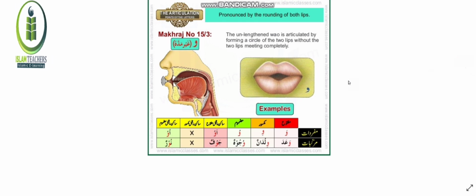Next one is the Waw. The unlengthened Waw is articulated by forming a circle with the two lips without the two lips meeting completely. Like that. Waw, Waw, Waw.